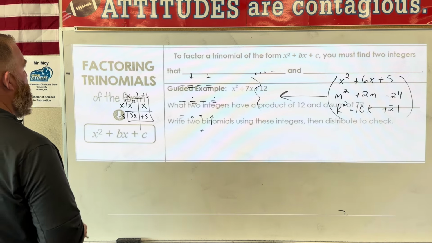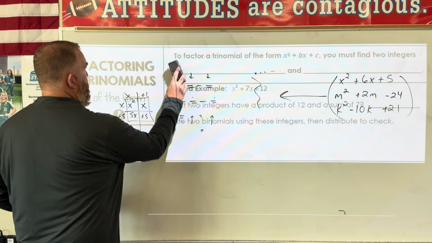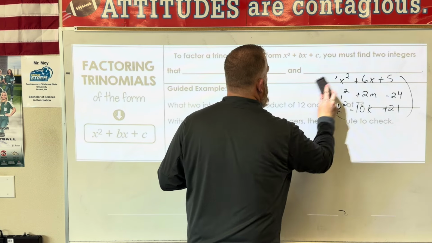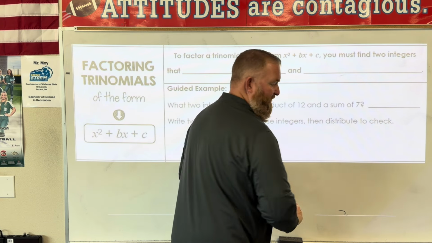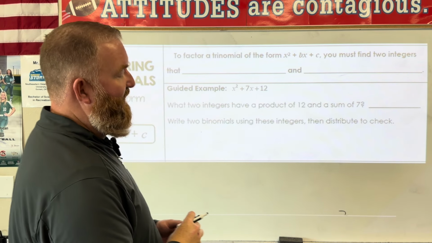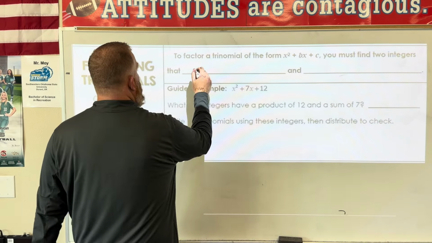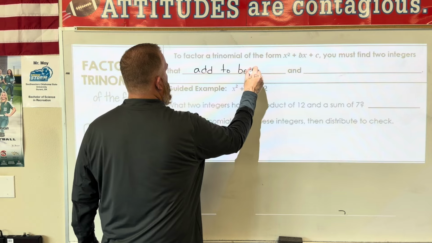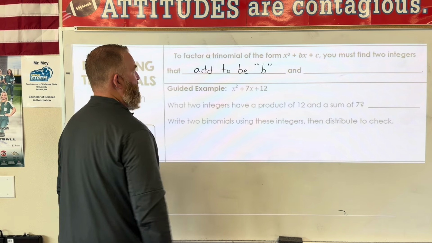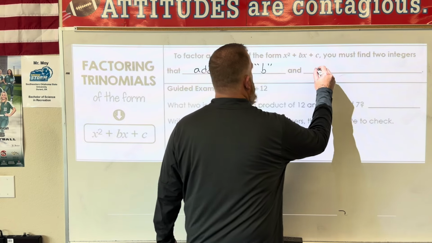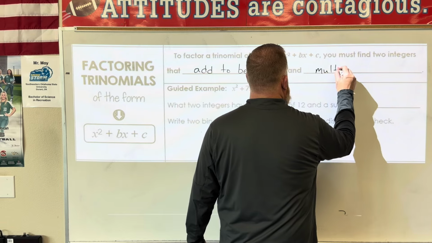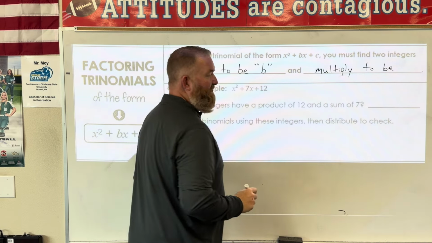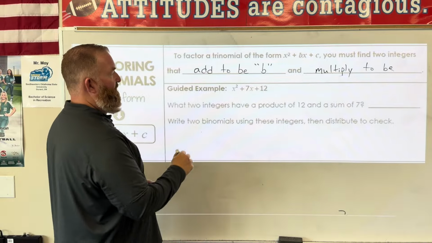To factor a trinomial, you have to find two numbers that add up to be b, whatever the b number is, which is what we just did, and they multiply to be the c value.